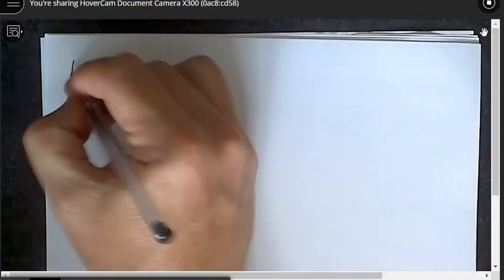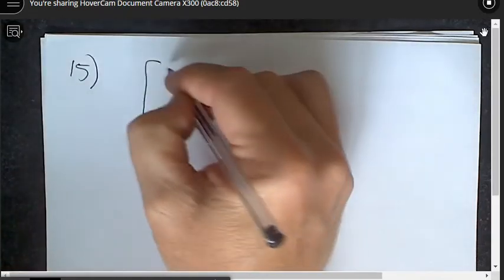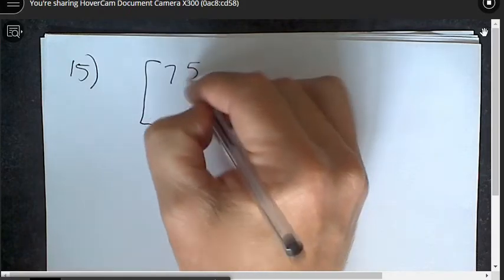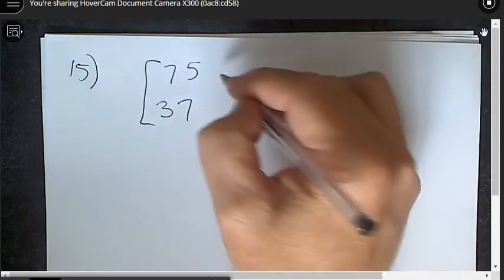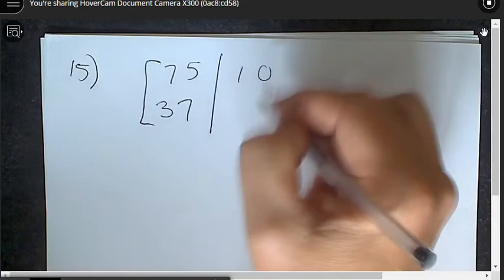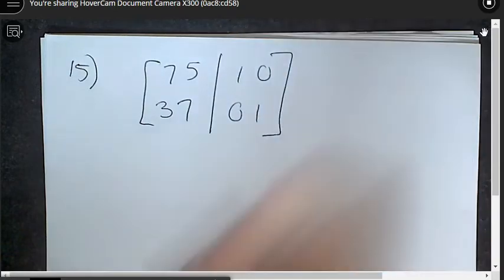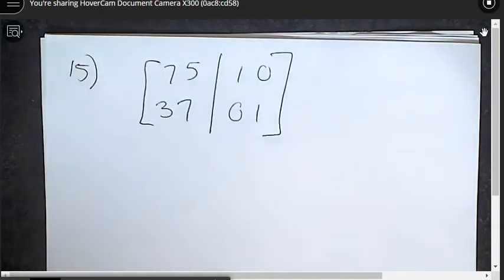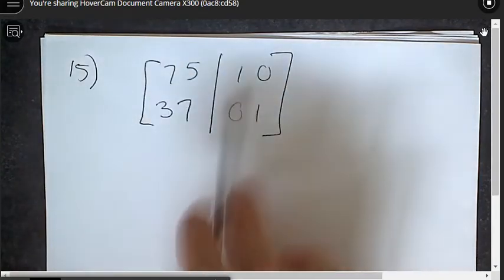Okay, 15. Finally get to something a little bit different. Because with 15, we have the matrix 7, 3, 5, 7. It says find the inverse. So to find the inverse, we're going to set this next to 1, 0, 0, 1. And then we're basically going to undo everything here that we can possibly do to make it so that the left side is this identity matrix and the right side becomes whatever.